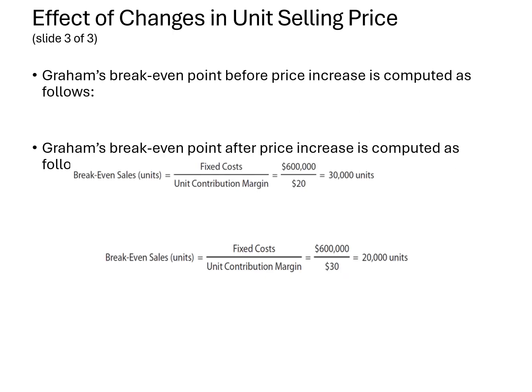Break even before they increase selling price used to be 30,000 units. And if we run the numbers again, we can see that now, if they increase the selling price, then they only have to sell 20,000. So break even went down, and they can sell 10,000 fewer units and still break even.